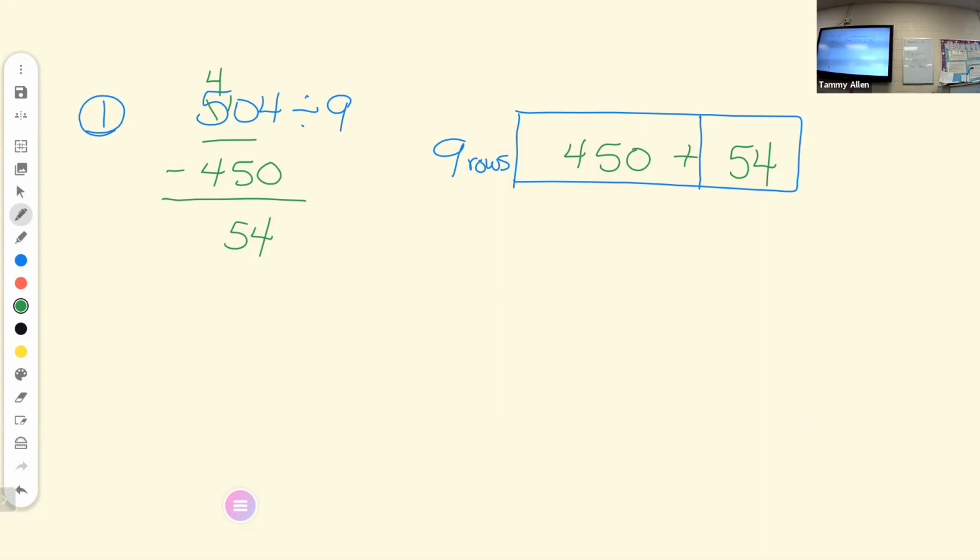Okay. So now we have 450 divided by 9. Well, 45 divided by 9 is 5, so it's going to be 50, because it's 450 divided by 9. And 54 divided by 9 is 6.